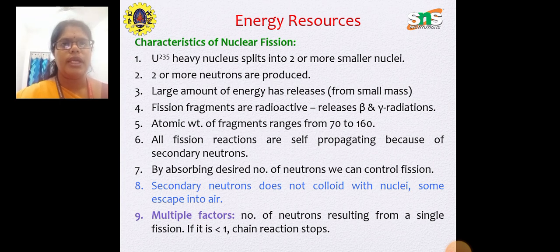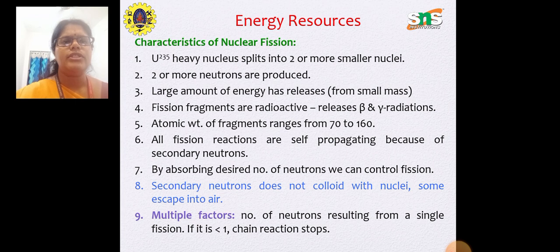All fission reactions are self-propagating because of secondary neutrons. So the secondary neutrons produced through the fission reaction again go and hit another nucleus and cause a fission reaction. By absorbing the desired number of neutrons, we can control the fission reaction. So this reaction will keep proceeding, but by reducing or absorbing the neutrons coming out of the fission reaction, you can have control over the fission.